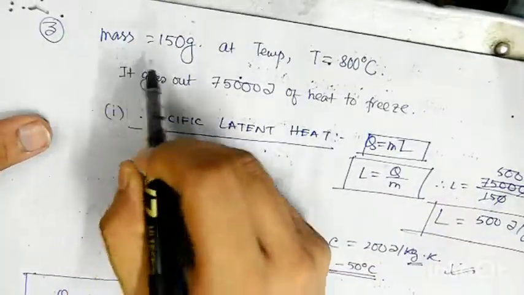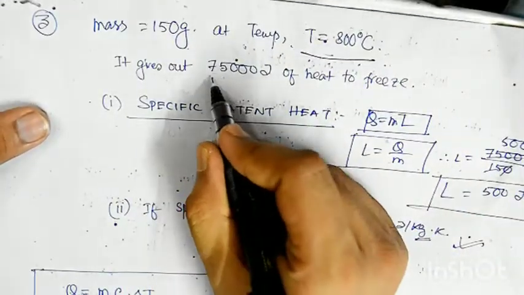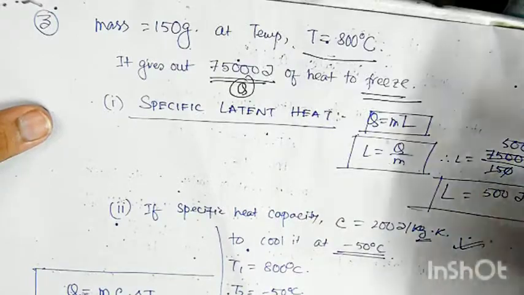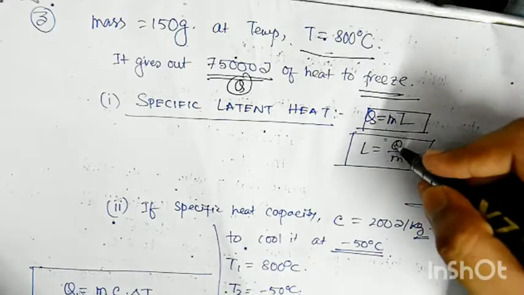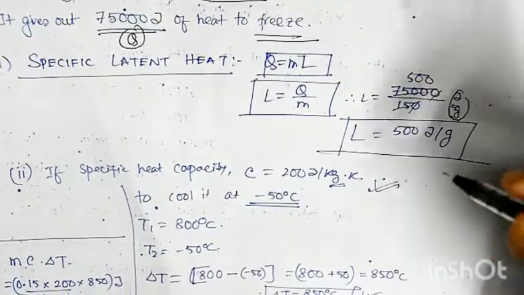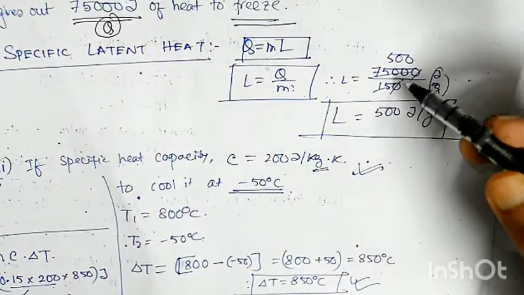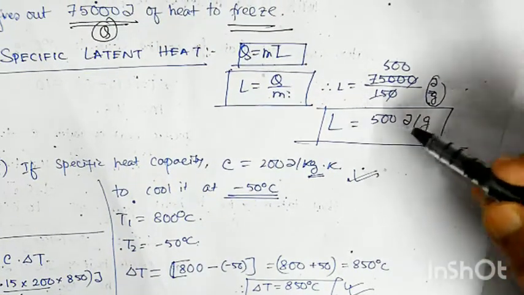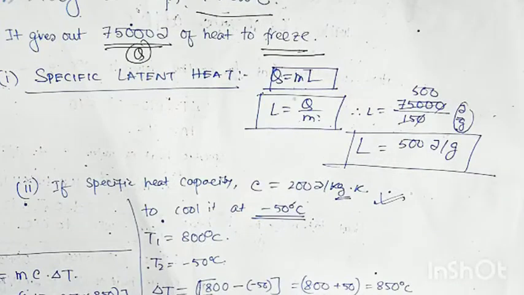So mass 150 grams, temperature 800 degree centigrade. It gives out 75,000 joule of heat, that is Q, to freeze. Clear? So that is its latent heat. How do we calculate L? Q equals ml, then L equals Q by M. So Q's value is 75,000, mass is 150 grams. Just divide it, 75,000 by 150. You can calculate it by hand. The answer comes out to be 500 joule per gram because the mass is given in grams. Clear? That is the answer of how we calculate the specific latent heat. This is the answer of the first portion.